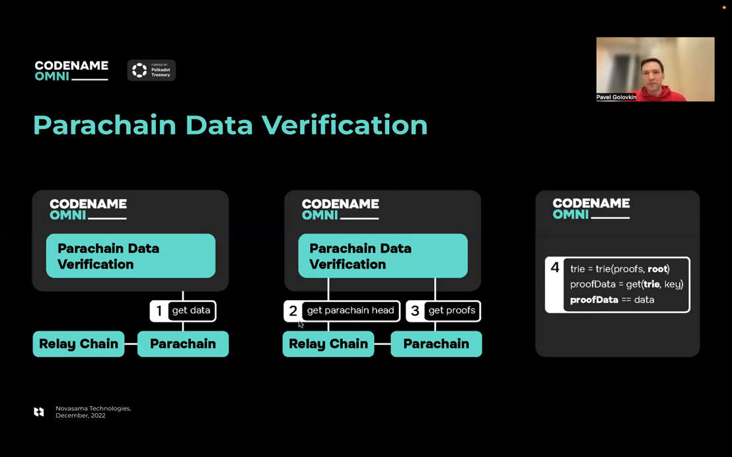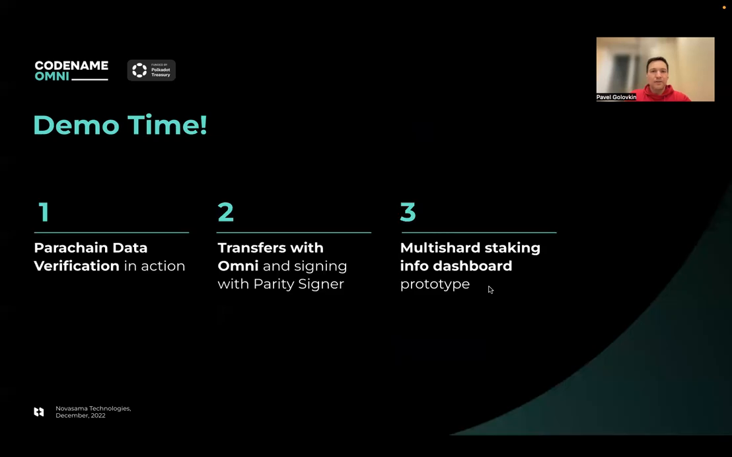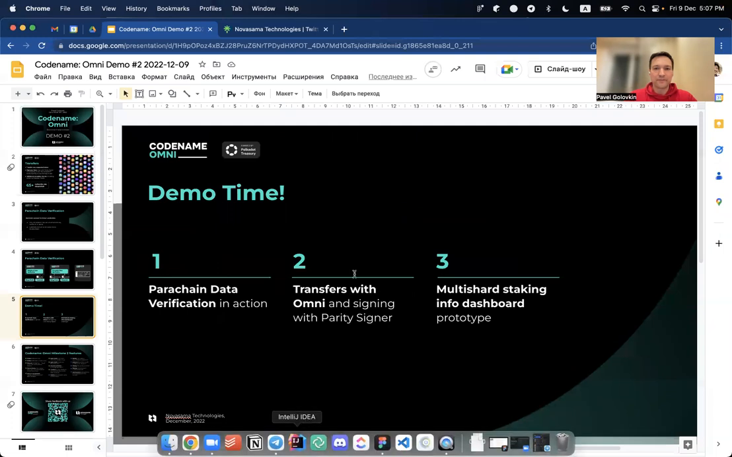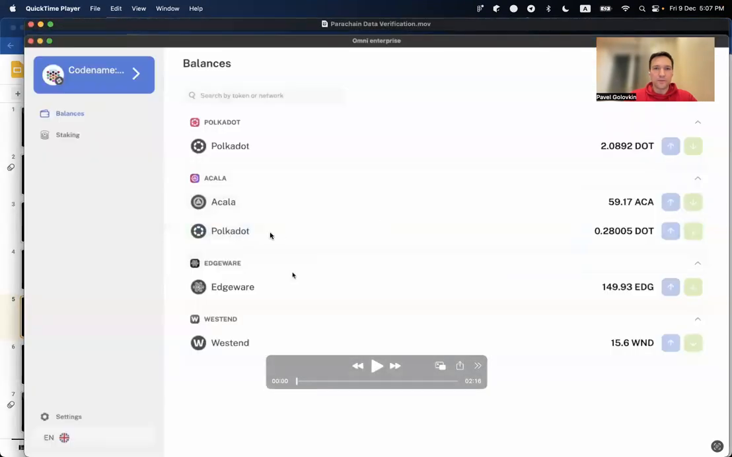The only limitation that we have is that the parachain should be connected through the RPC, and the relay chain of this parachain should be connected through the light client. If a relay chain is connected through the RPC, then the parachain data verification won't work because we don't trust this data. So let me show how it works in the real application. I'll open the recording for it.